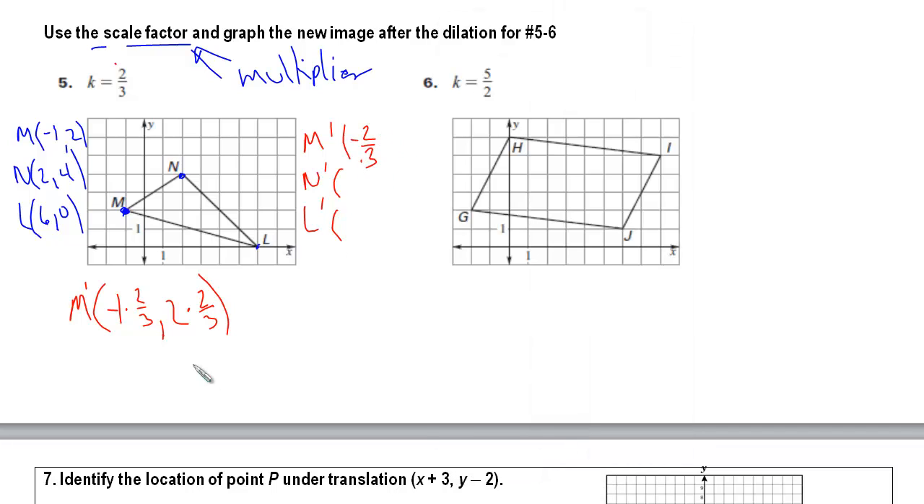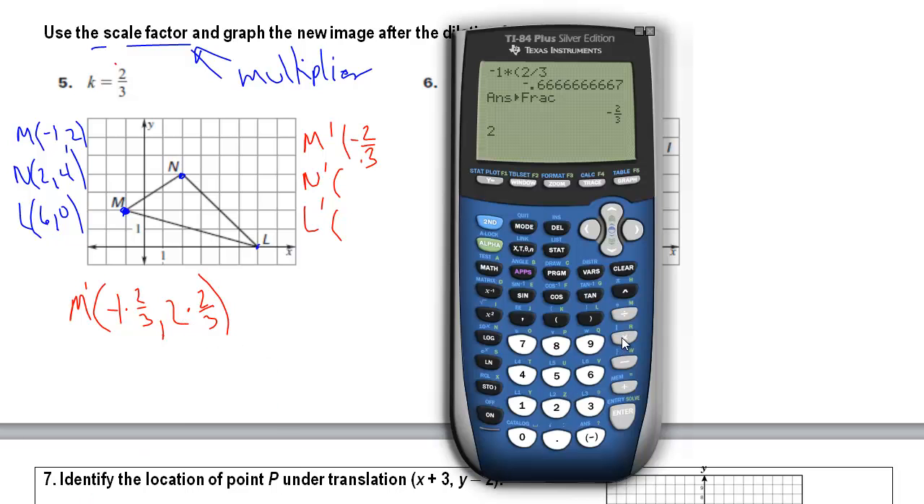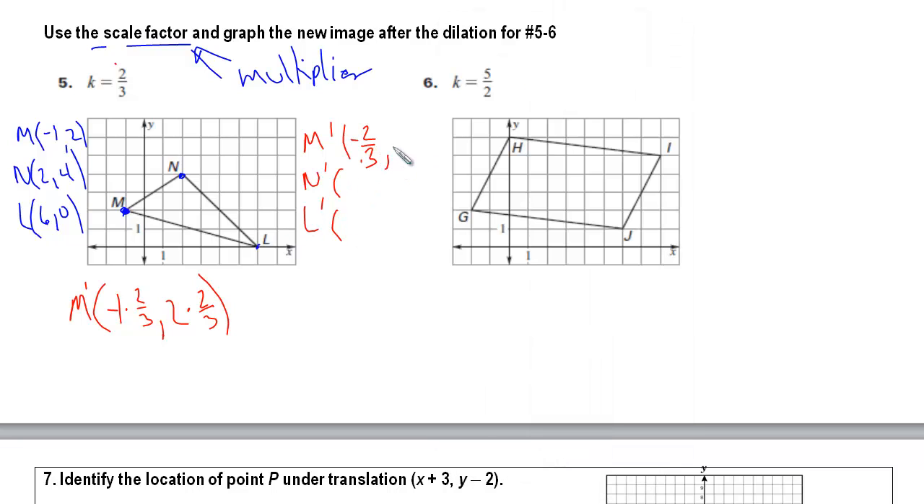So there's the x coordinate. Then I have 2 times 2/3. So I'll just plug that in, 2 times 2/3. So that's 1.33. I change it back to a fraction. That's 4/3. And there's my coordinate for M prime. So I'm at -2/3. So that's somewhere between 0 and -1. And then 4/3, somewhere just over 1. So somewhere probably about there. There's M prime.